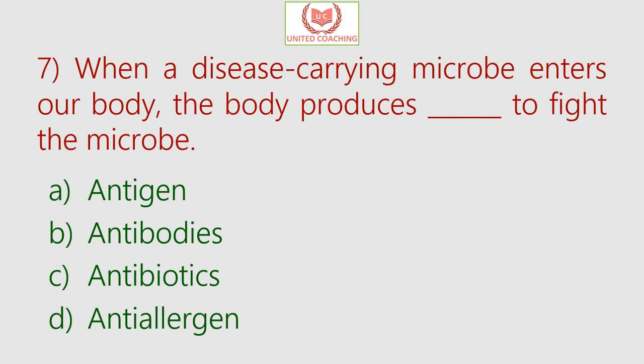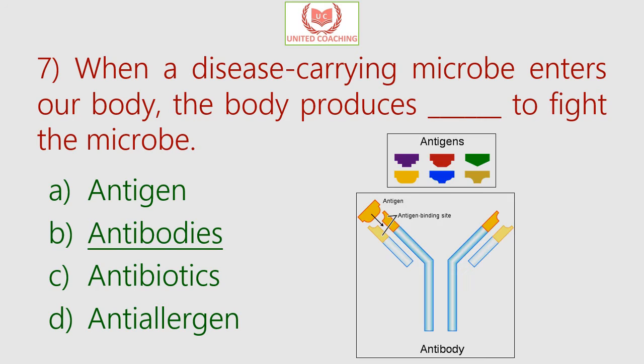Our next question is, when a disease-carrying microbe enters our body, the body produces dash to fight the microbe. So is it antigen, antibodies, antibiotics or anti-allergen? So the answer is antibodies. When a disease-carrying microbe enters a healthy body, the body produces antibodies to fight them.